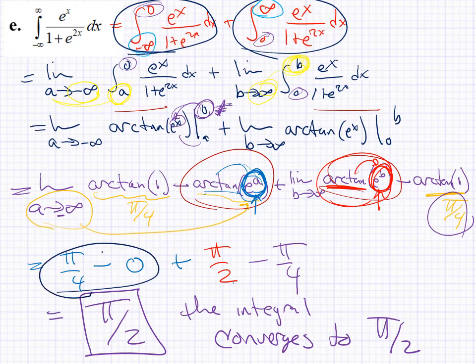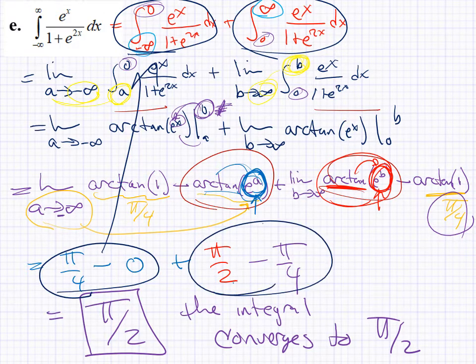This is the answer for the first integral. This is the answer for the second integral. Both of them converged, okay? The first one converges to pi fourths. The second one is pi halves minus pi fourths, so actually the second one converges to pi fourths as well. But both of these integrals converge.